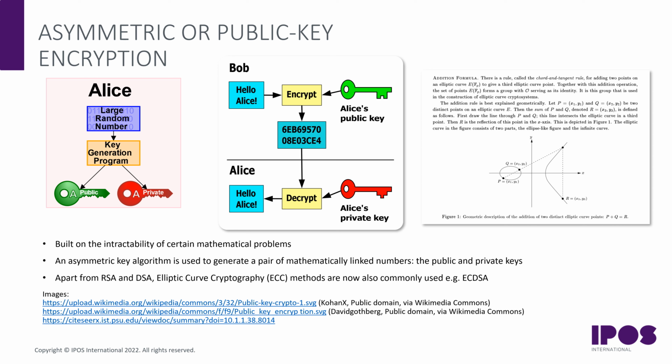Unlike symmetric encryption, asymmetric or public key encryption does not rely on sharing a secret key. Instead, encryption and decryption is done using a combination of two keys, the public key and the private key. The private key and the public key are mathematically linked numbers, and the generation of these key pairs is premised on the intractability of certain mathematical problems. In other words, for such mathematical problems, finding the answer requires significant amounts of compute power such that it becomes infeasible in practice to guess the answer.